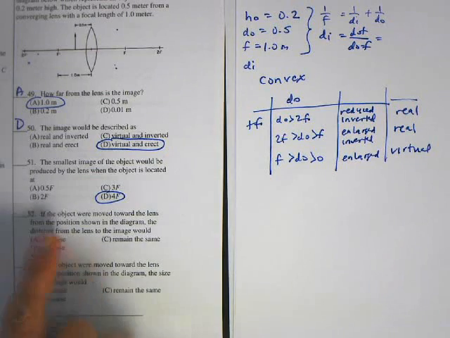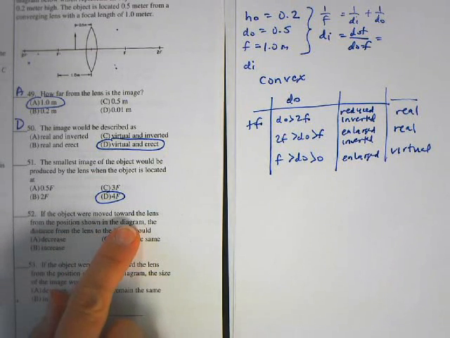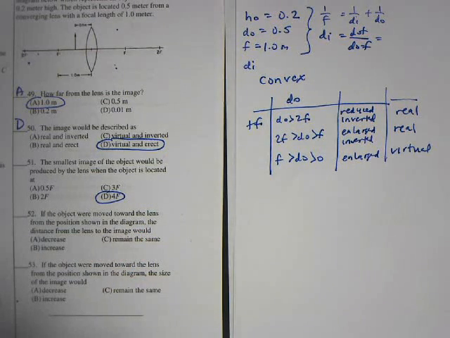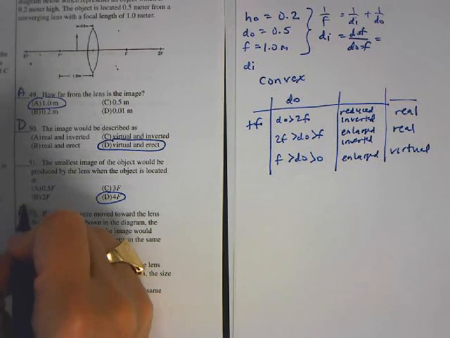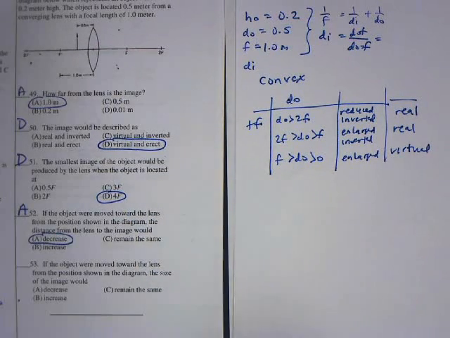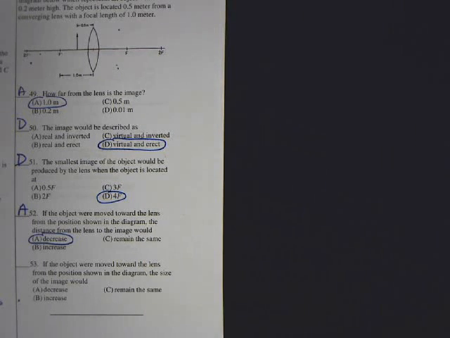It says if the object were moved towards the lens, so when you're moving it towards the lens, what's happening is you're decreasing the distance, the DO. If the object was moved towards the lens from the position shown, the distance from the lens to the image, so it's obviously going to decrease. I don't even think that has anything to do with physics. I mean, obviously, if you're moving it closer to the lens, DO is going to decrease. So that's more of like a definition of what's the distance of the object.